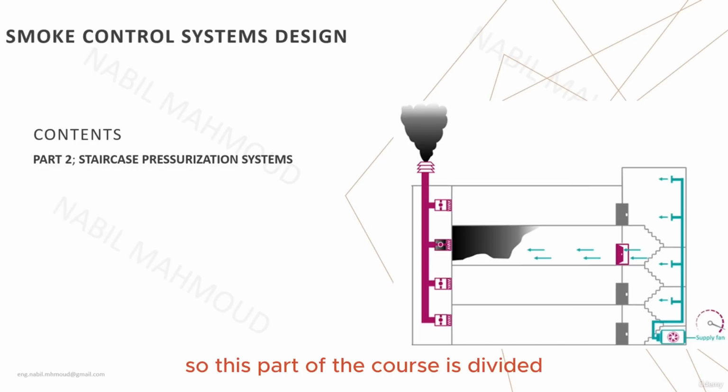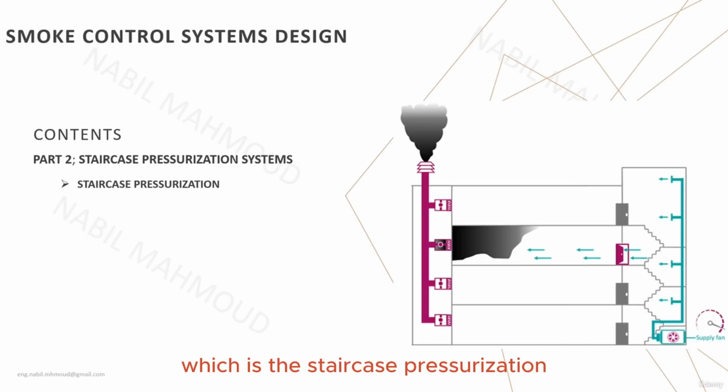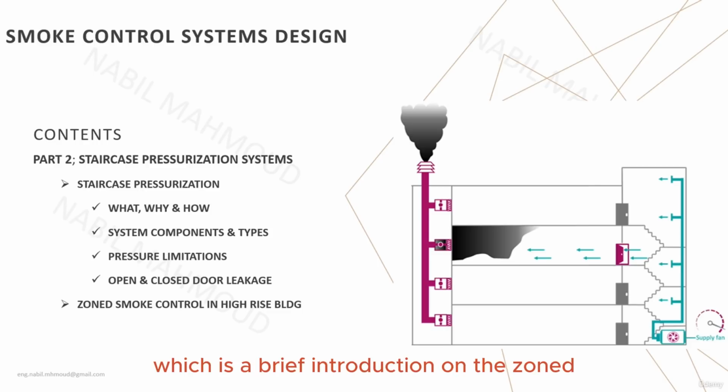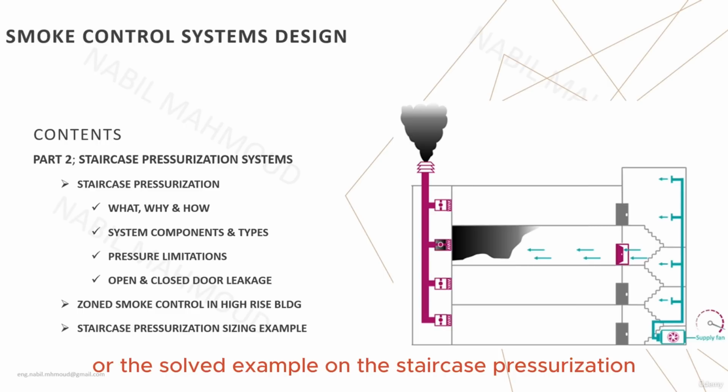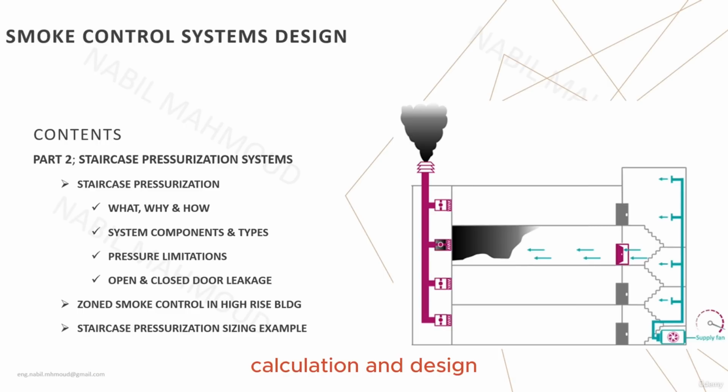So this part of the course is divided into three main topics. The first topic, which is the staircase pressurization. The second main topic, which is a brief introduction on the zoned smoke control systems in high-rise building. And the third topic, which is the solved example on the staircase pressurization calculation and design.